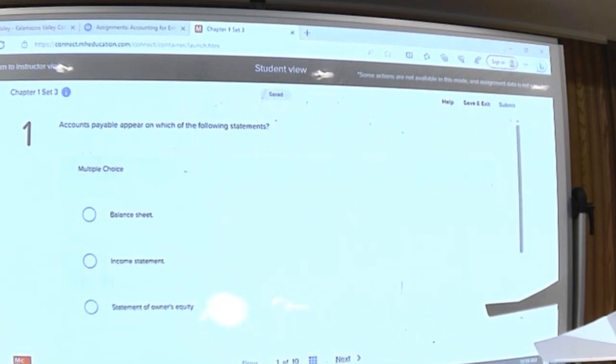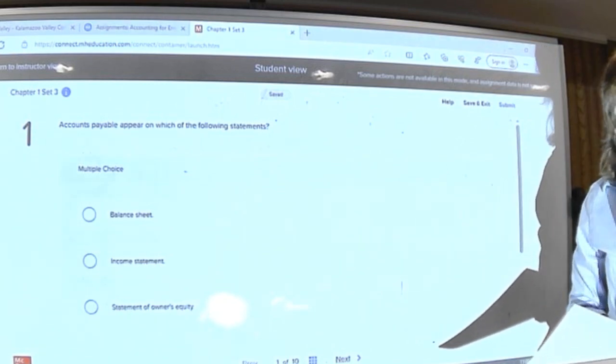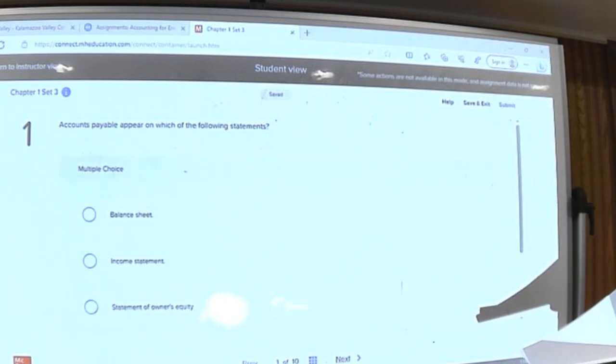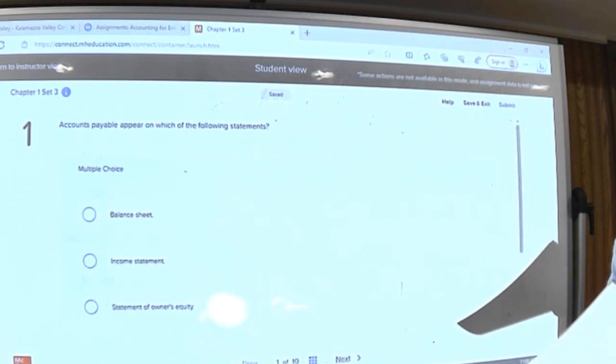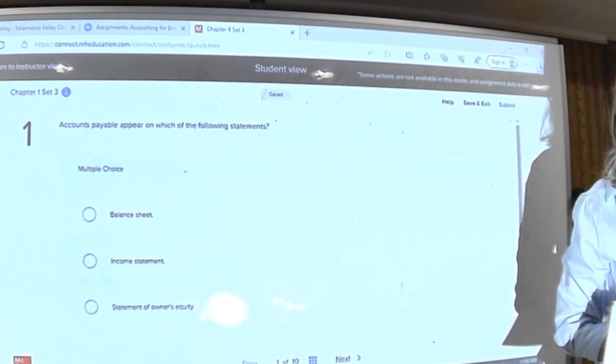Question 1, accounts payable appear on which of the following statements? You remember that the balance sheet restates the accounting equation, and accounts payable as a liability is part of that equation. So the first answer here is balance sheet. Let's put that in there.